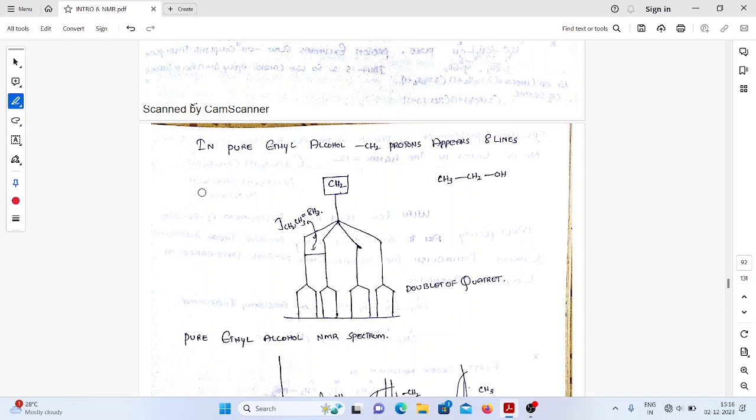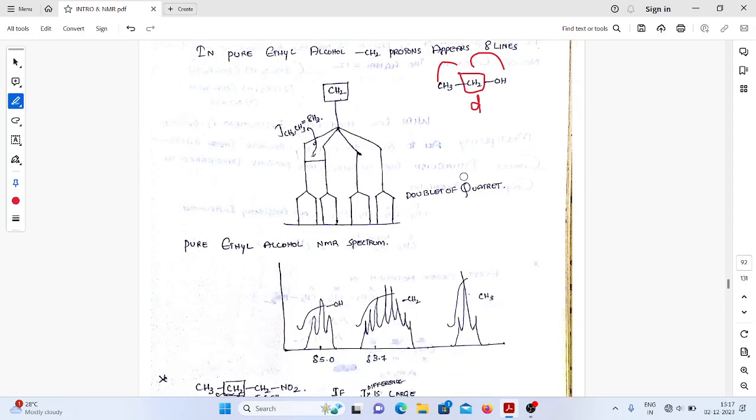So mainly the discussion is with the alcohols and the amides. In case of the pure sample, the stepwise n plus 1 rule will be followed. In the pure sample, the CH2 will interact with the OH proton and the CH2 will interact with the CH3 protons also. That's why we need to follow the stepwise n plus 1 rule. The OH will give a doublet to this one, initially. This one can give a quartet. In this way, we can identify the peak.